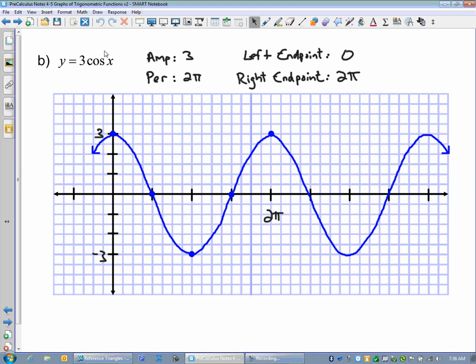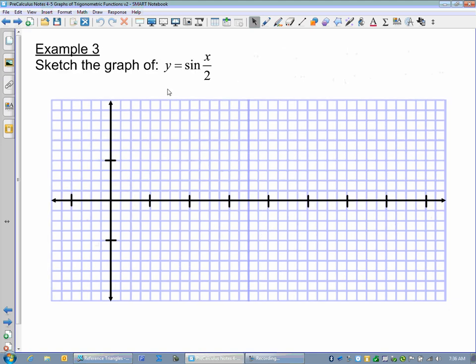All right, so we did a couple of cosines. Let's go ahead and do a sine curve. We're going to look at y equals the sine of x over 2. All right, we're starting out with the same 4 pieces of information. The amplitude is the coefficient of the function itself, so that is simply going to be 1. The period is going to be 2 pi divided by the coefficient of x. Now x over 2 is the same as 1/2 times x, so the coefficient is really 1/2.